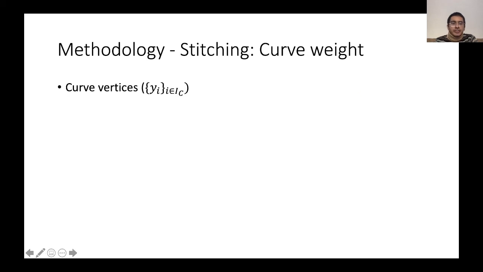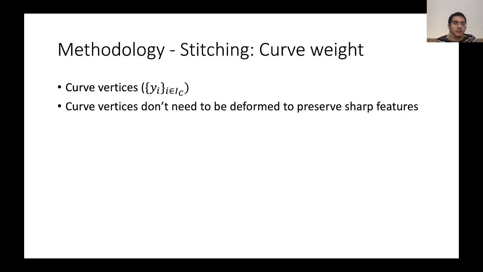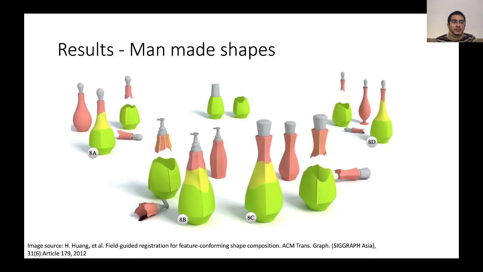However, for the curved vertices, because these define the edges, if you remember, these do not need to be transformed at all, because then it would result in the sharp features not being preserved well. So in this case, assign a constant weight to them. So that was pretty much it for the actual implementation and the method.